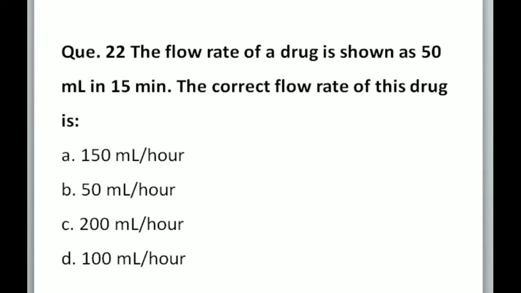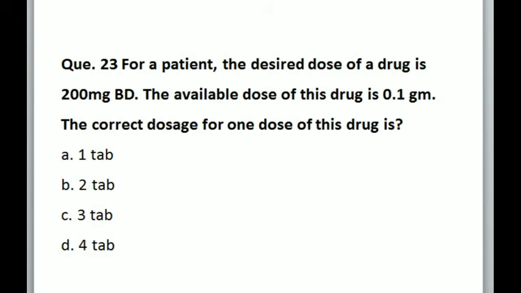Q22. The flow rate of a drug is shown as 50 ml in 15 minutes. The correct flow rate of this drug is A. 150 ml per hour. B. 50 ml per hour. C. 200 ml per hour. D. 100 ml per hour. Correct option is C. 200 ml per hour.